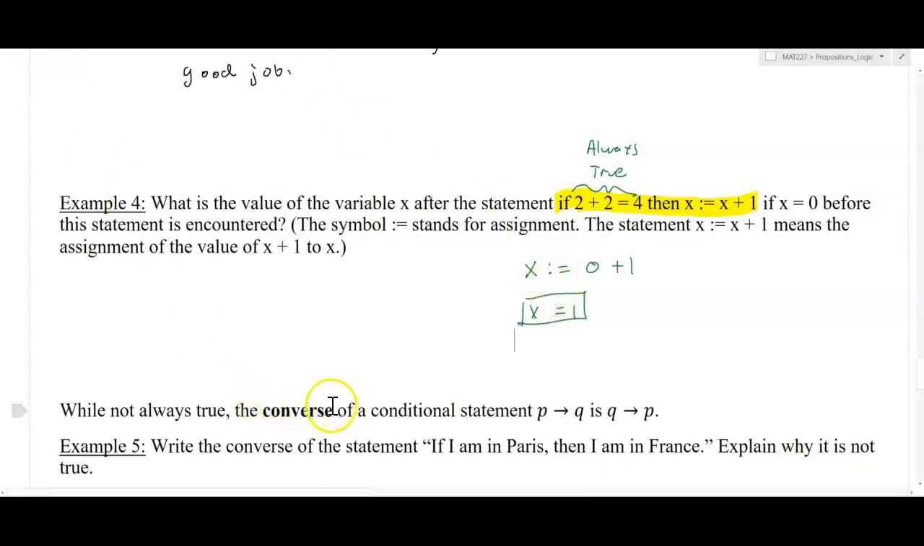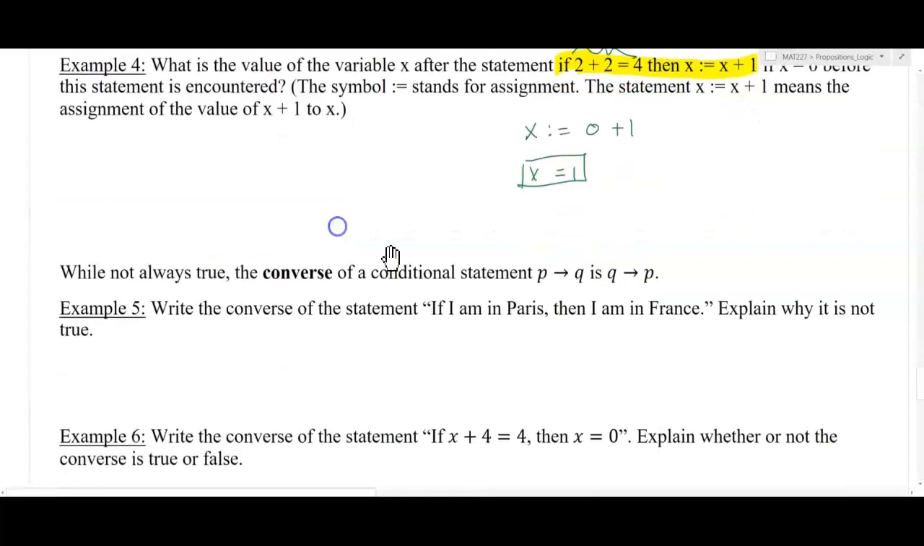While not always true, we also have something called the converse of a statement. The converse of a statement is basically just switching the condition and the conclusion. And I've been using that language. This is called the condition, and this is called the conclusion. So if you switch the condition and the conclusion, you get the converse of that statement.